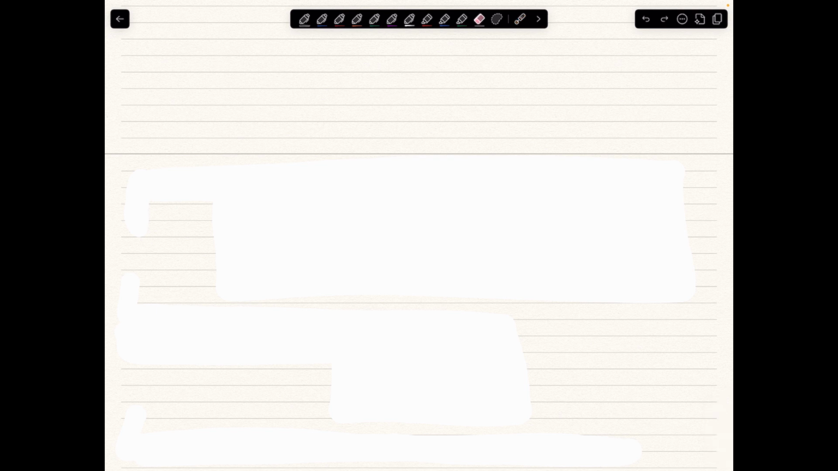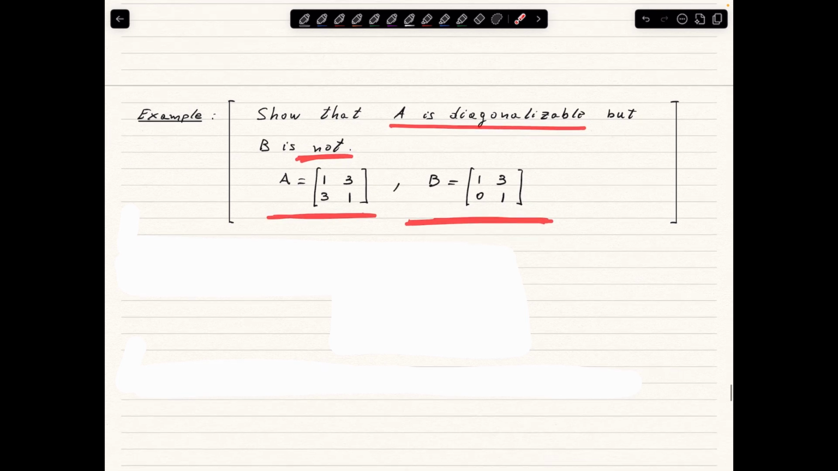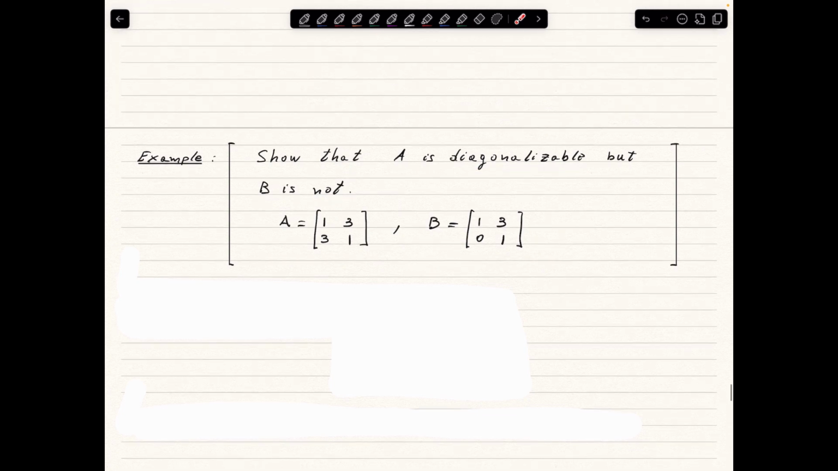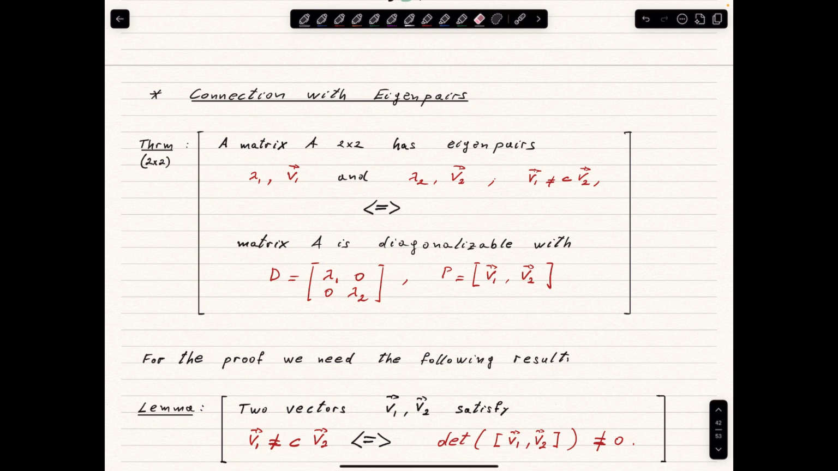In this example, we are back to 2 by 2 matrices, which are our main interest in this video. And in this example, we show that matrix A is diagonalizable, but not every 2 by 2 matrix is diagonalizable, because here we have a 2 by 2 matrix that is not diagonalizable. And what happens, because we have this theorem here that gives us an if and only if: a matrix is diagonalizable if and only if the matrix has two eigenvectors not proportional to each other.